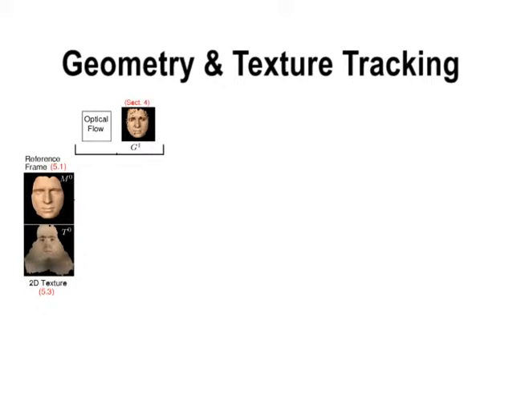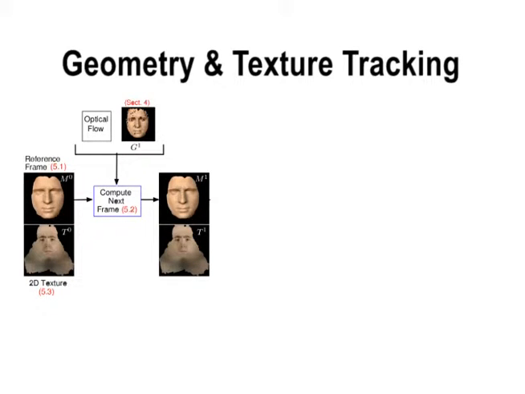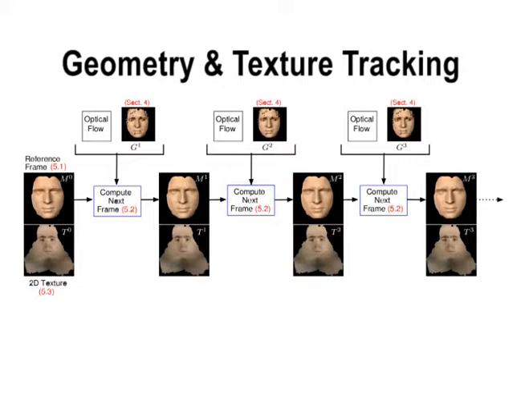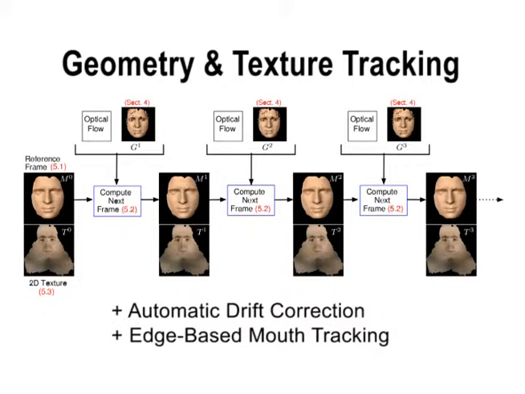We use the flow combined with the initial reconstructions to automatically propagate the reference mesh through time, computing per-frame textures as we go. Tracking drift caused by inevitable optical flow error is automatically detected in the per-frame texture maps and corrected in the geometry. We also incorporate edge-based mouth tracking since optical flow is prone to errors during rapid deformations such as lip movement when speaking. The details of our method can be found in the paper.